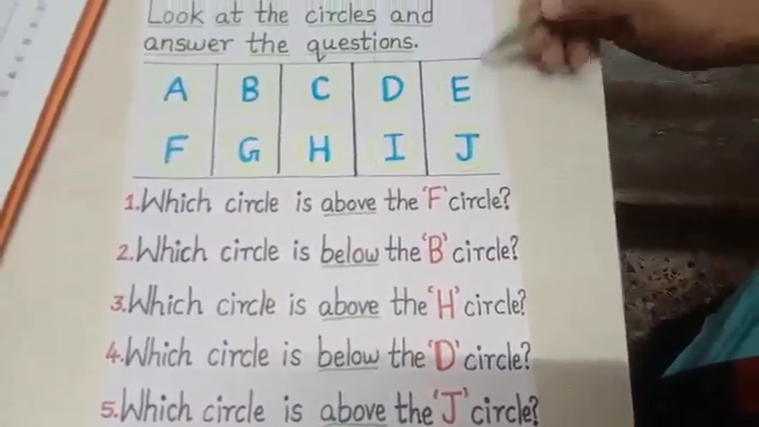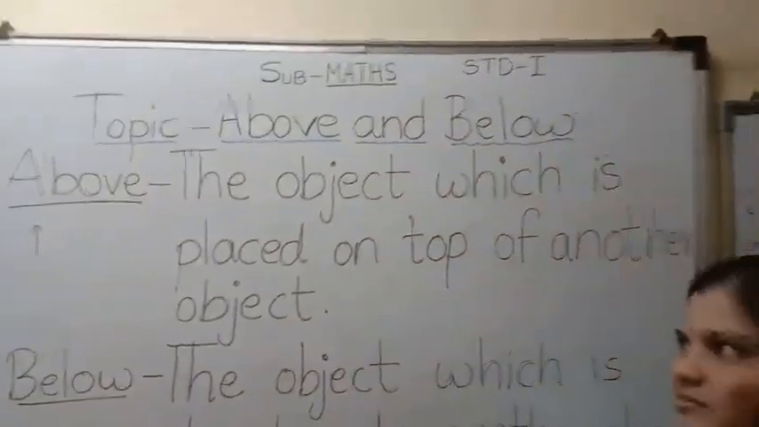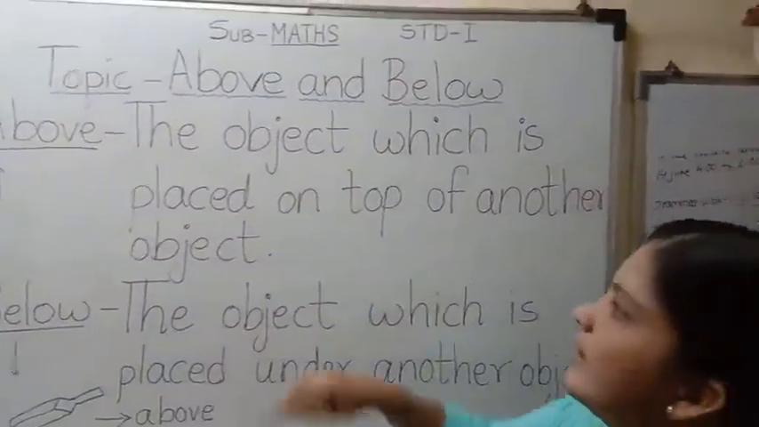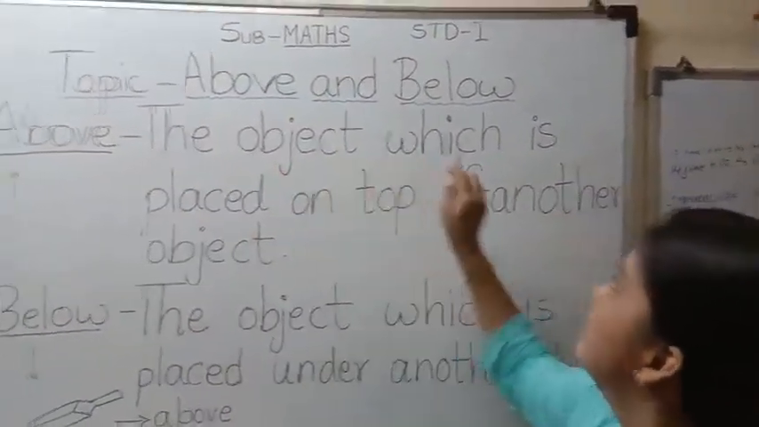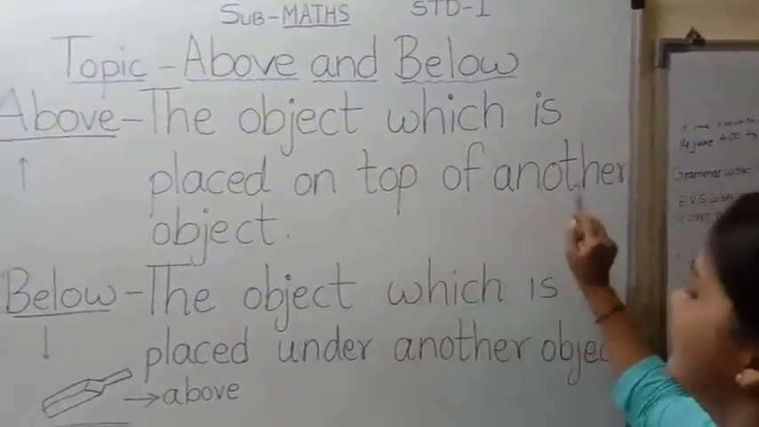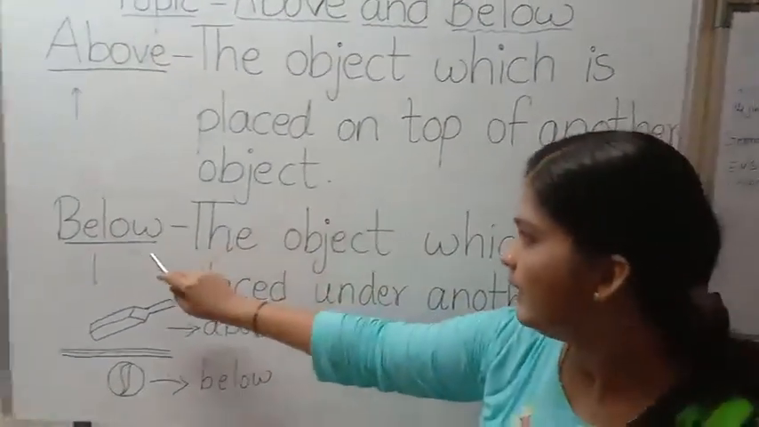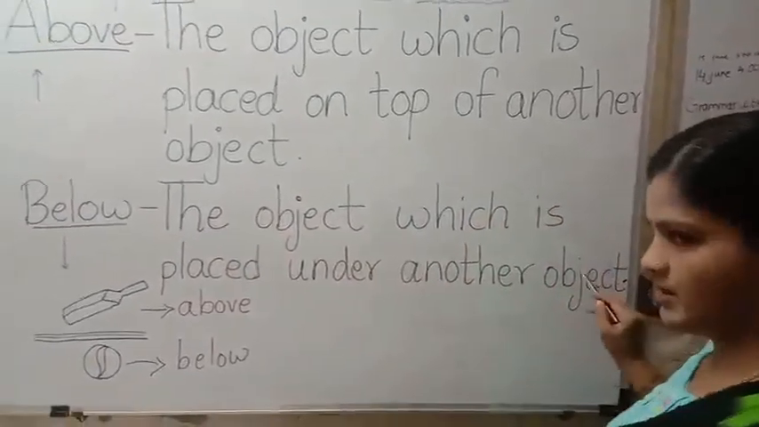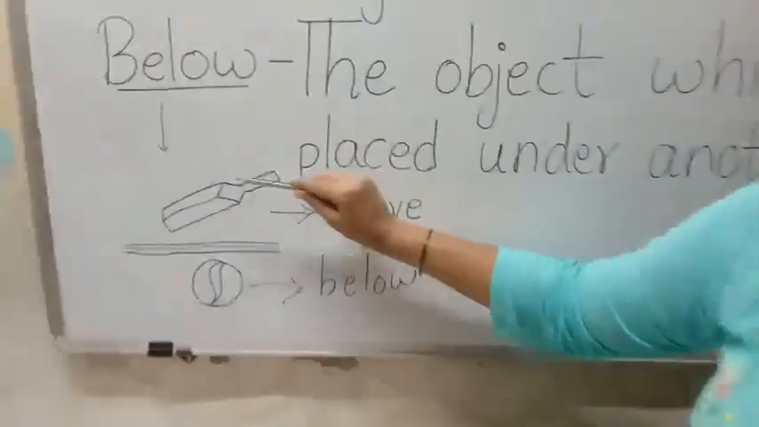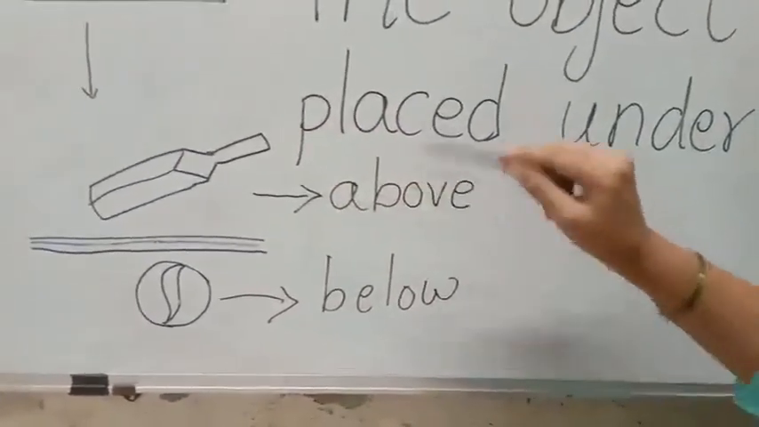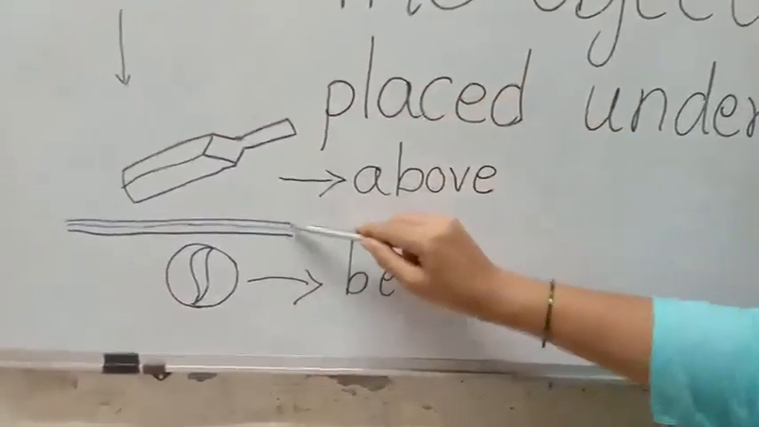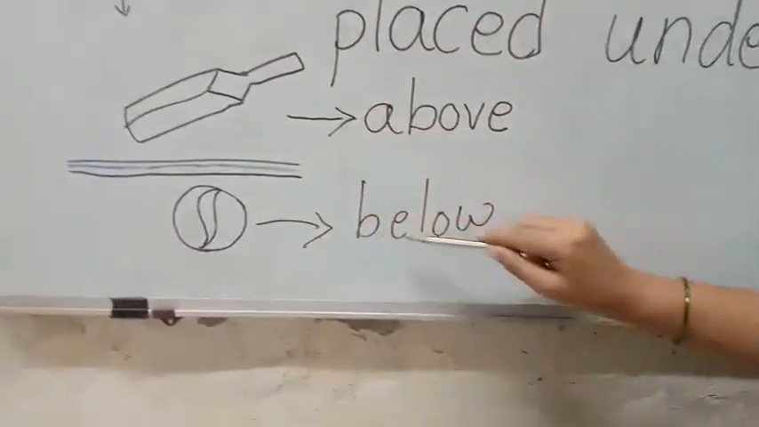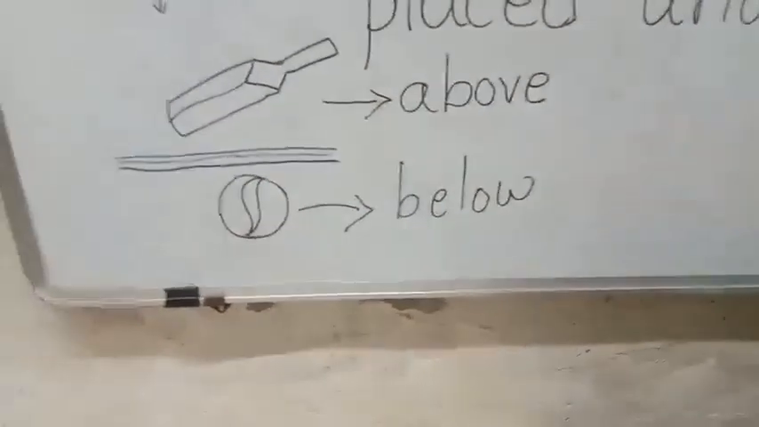So, I hope children you have understood the concept of above and below. Okay. Now, again we will revise these meanings. Above means the object which is placed on top of another object. Below means the object which is placed under another object. Anything which is above, we call it above. ऊपर है वो above है. Whichever thing is below, मतलब नीचे, that is below. Understood? Fine.